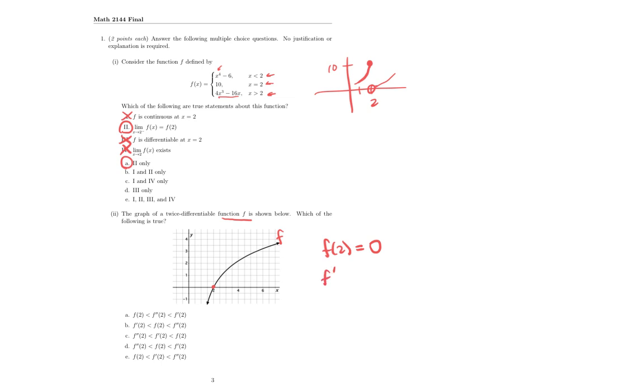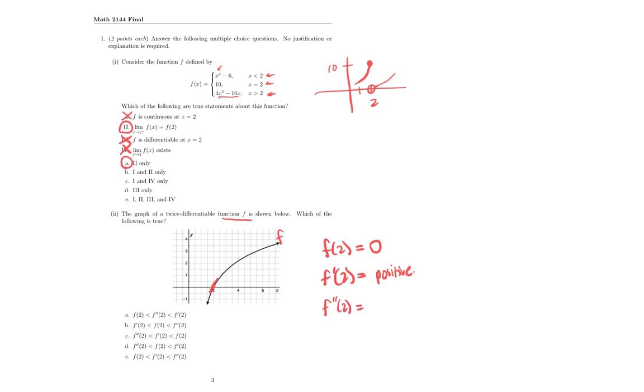What about f prime of 2? I'll be looking at the slope of f when x equals 2, and that slope is positive. I could go into more detail and compute what the value of that slope is, but for now I'll just say that it's positive, and if I need to be more specific, I'll come back and look at that. Let's look at f double prime.